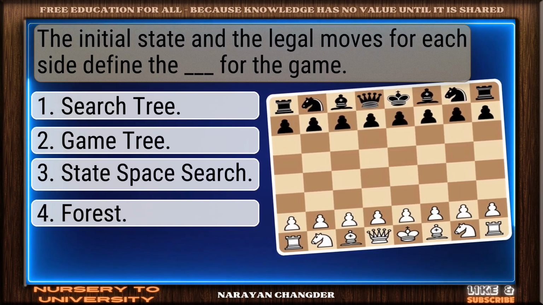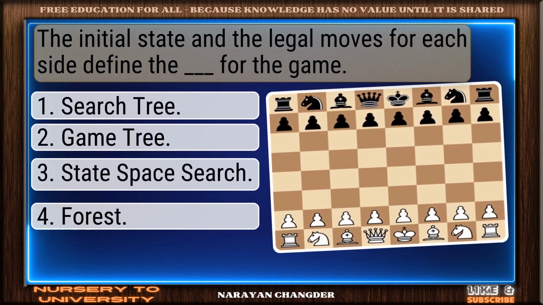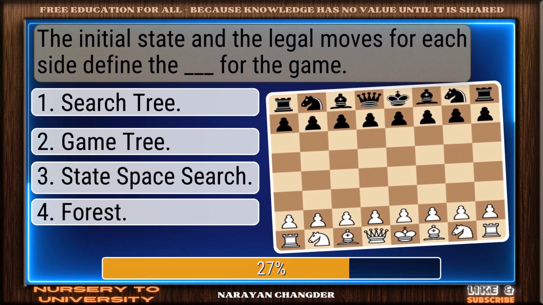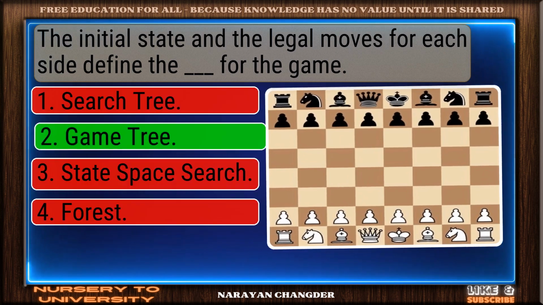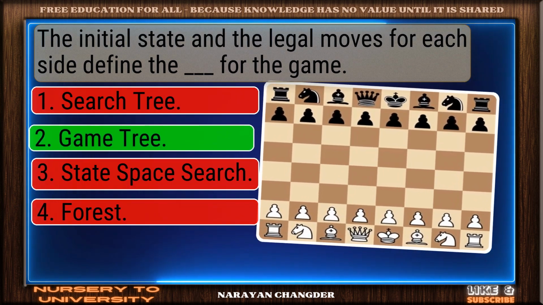The initial state and the legal moves for each side define the ___ for the game. Strong choice. Game tree is the right answer.